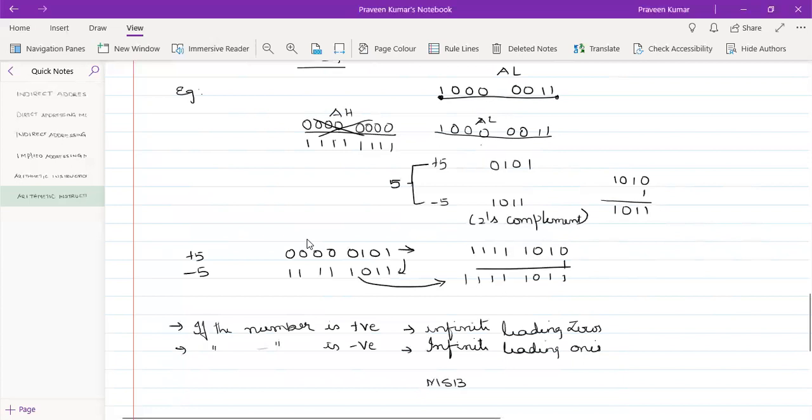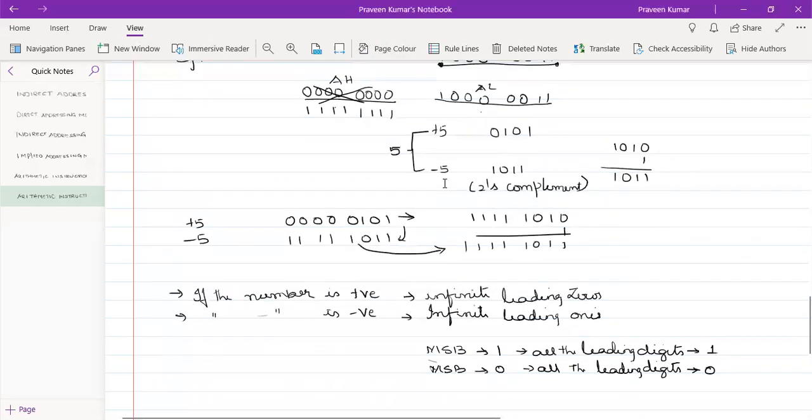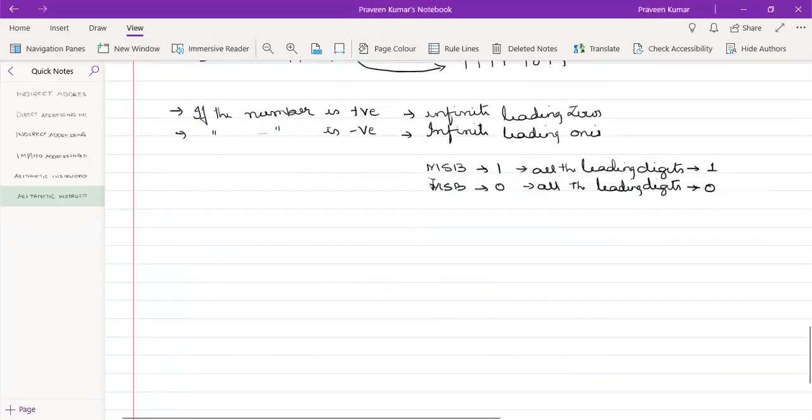So in short, first we have to check the MSB of the register. If the MSB is 1, then all the leading digits should be 1. If MSB is equal to 0, all the leading digits should be equal to 0. So for positive numbers, the extension of the number should be zeros, and for a negative number, the extension of the number should be 1.